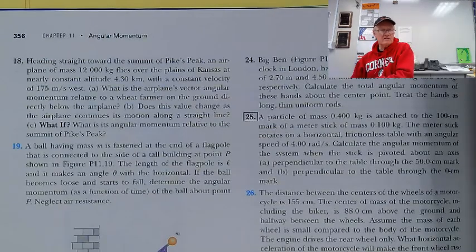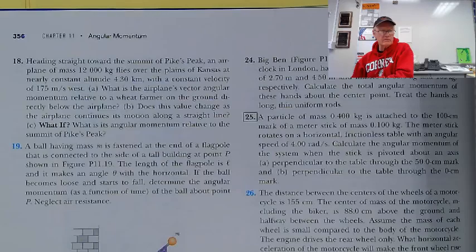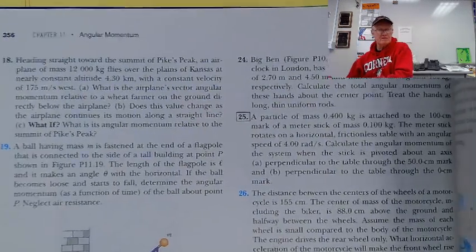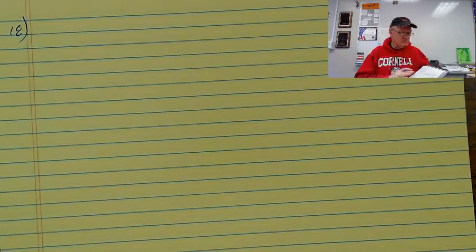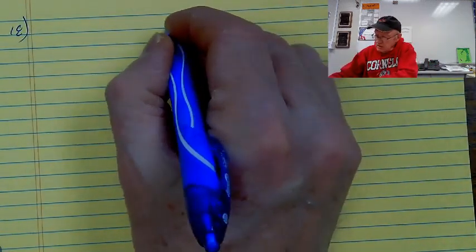Let's see, 175 meters per second, and it's traveling to the west. So I'm showing it going to the left, and down below here is the farmer. He's a stick figure, so maybe he farms sticks.